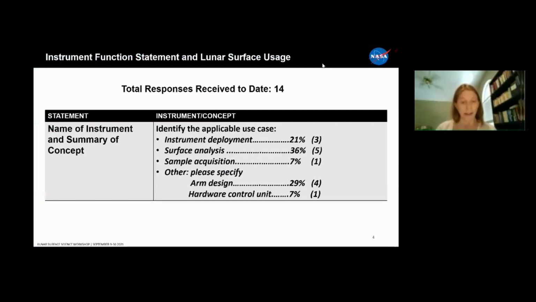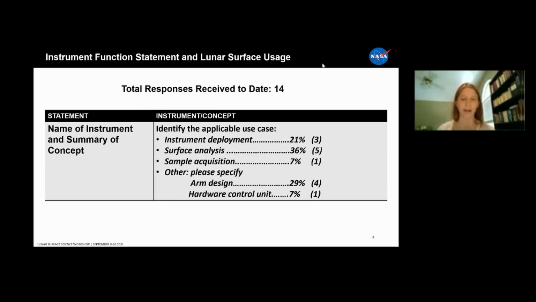Over the last couple weeks, we did not give you very much time for this. This was a rapid turnaround request. So we did receive 14 responses. Thank you all to those of you who did respond. We're just showing you the breakdown so that you can see what was submitted. The use cases identified were pretty much spot on from a science perspective. For instrument deployment, we had 3 submissions of instruments that could be deployed by a robotic arm. Surface analysis received 5 inputs. Sample acquisition received 1. And for the other category, we didn't identify any new science use cases.